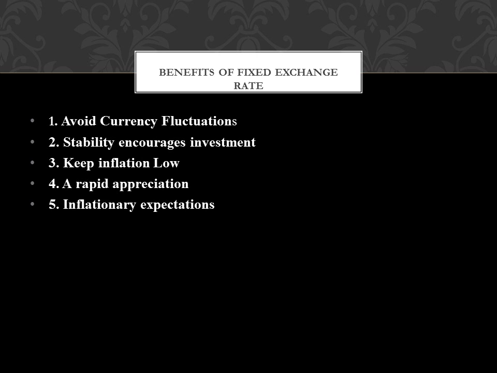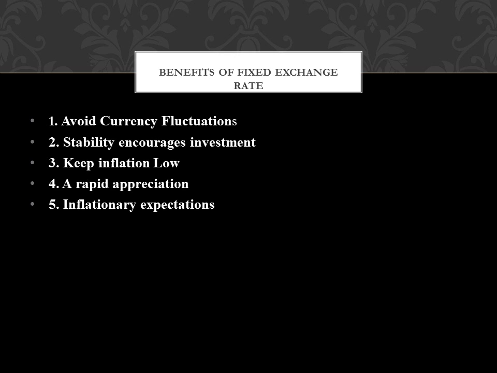Benefits of fixed exchange rate. Avoid currency fluctuations. If the value of currencies fluctuates significantly, this can cause problems for firms engaged in trade. For example, if a firm is exporting to the U.S., a rapid appreciation in currency would make its exports uncompetitive and therefore it may go out of business. If a firm relied on imported raw materials, a devaluation would increase the cost of imports and would reduce profitability.